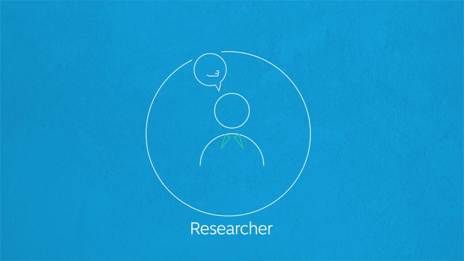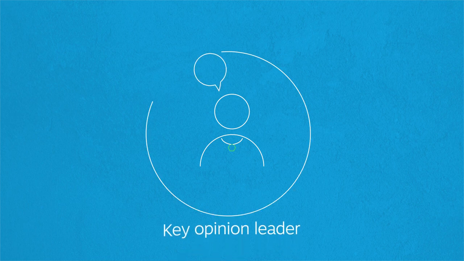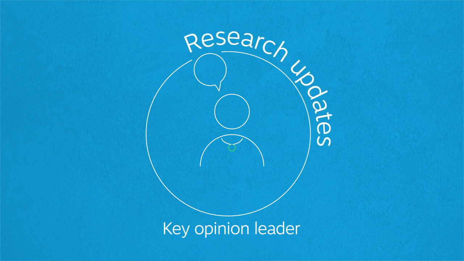When attending a congress, there are two types of talks that are given. The first will be a research presentation. Here, the researcher will walk you through what they've done, showing the results of their research and talk a little bit more about the future of their research. The other kind of presentation is an updates meeting. Here, a key opinion leader will usually be asked to present research updates on a particular theme or area.